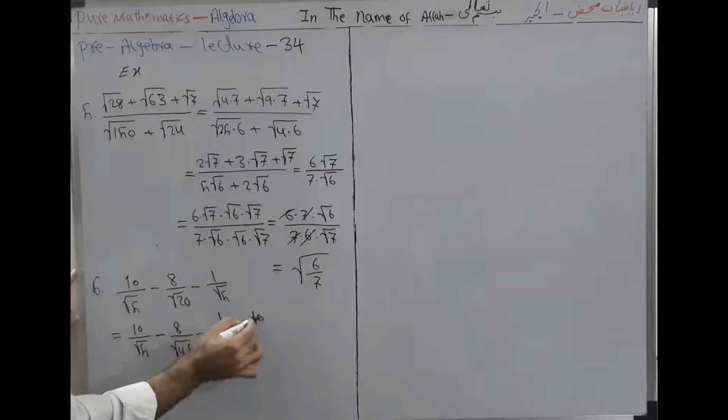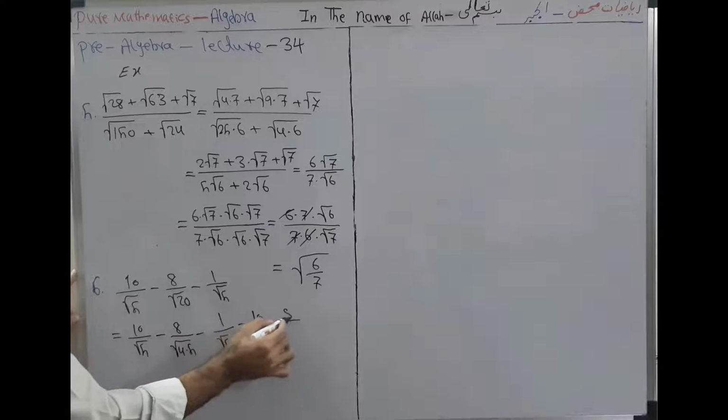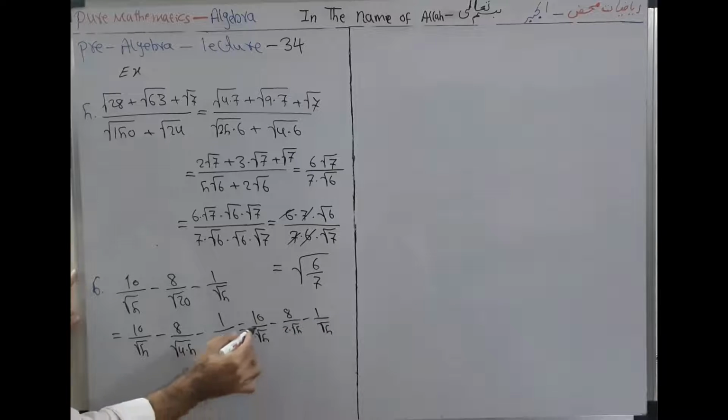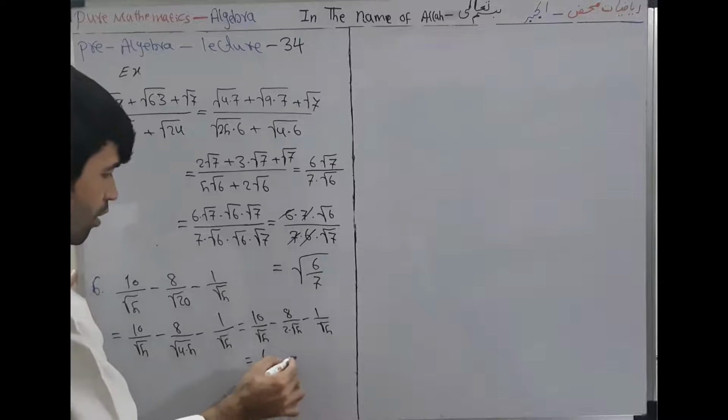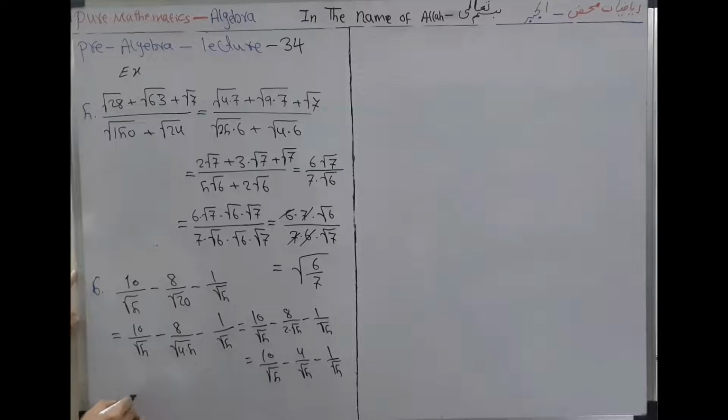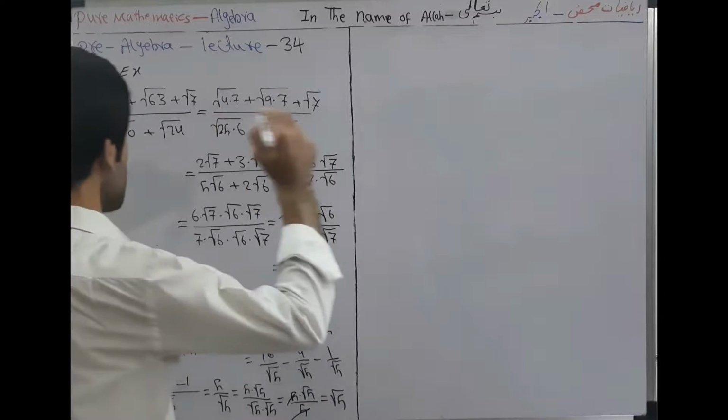It is equal to 10 over square root of 5 minus 8 over square root of 4 is 2 into square root of 5 minus 1 over square root of 5. It is equal to 10 over square root of 5 minus 4 over square root of 5 minus 1 over square root of 5. We take square root of 5 as common denominator. We can write 10 minus 4 minus 1. It is equal to 5 over square root of 5. Now 5 into square root of 5 over square root of 5 into square root of 5. It is equal to 5 into square root of 5 over 5. These two cancel. It is equal to square root of 5, the answer of question 6.